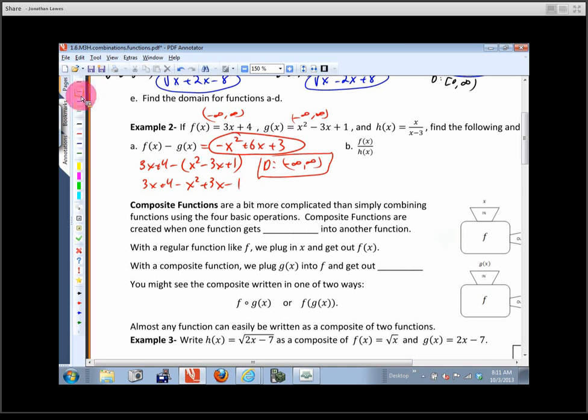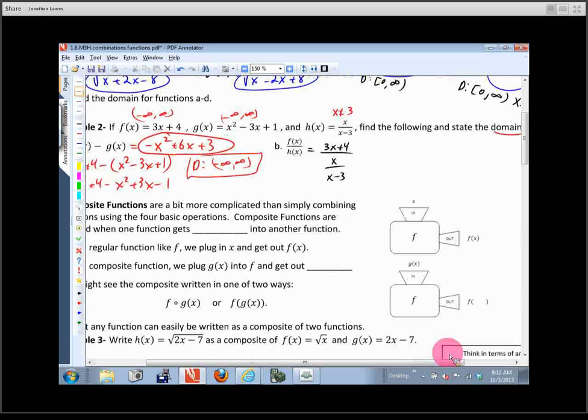Okay. While we're at it, take a look at this one right here. What's the domain for this one? Raymond? Everything except for 3. Now, let's find this new rule right here, or this new function. Let's do f divided by h. So f divided by h would be this one right here. So this is going to be 3x plus 4 divided by h. H is x over x minus 3. Boy, that does not look like our favorite thing to deal with.